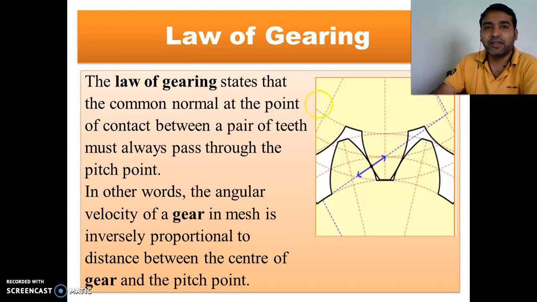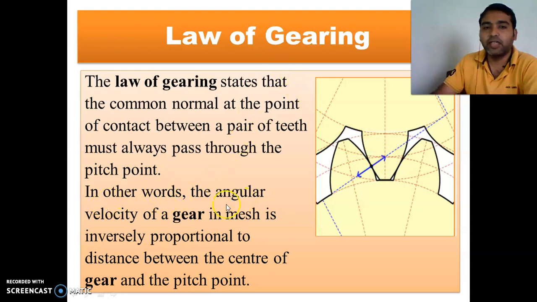So let's start. First, the law of gearing. The law of gearing states that the common normal at the point of contact between a pair of teeth must always pass through the pitch point. Which means the two gears meet at this point called the contact point, and through this we can draw the common normal, which must always pass through the pitch point. This is called the pitch point. So this is the law of gearing.